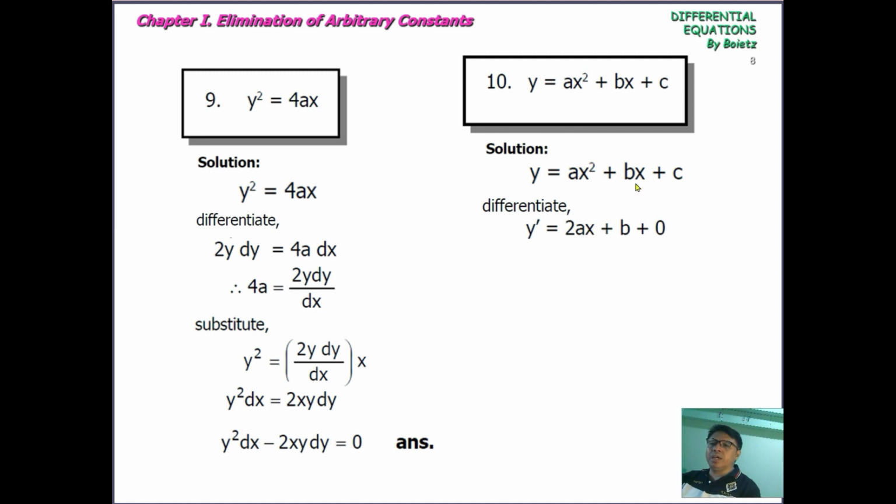Then the derivative of bx is b only, and the derivative of constant c is 0. Then differentiate it again. This becomes y double prime. Then the derivative of this is 2x times 1. Then the derivative of b is 0. Then differentiate again. Y triple prime is equal to the derivative of 2a, which is 0. And that is the answer.